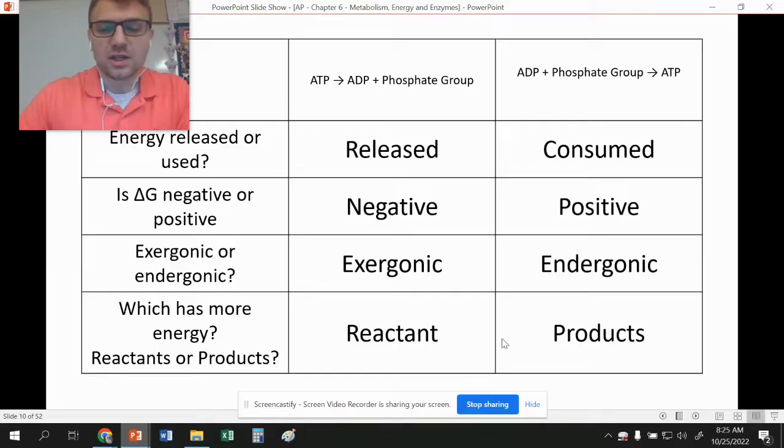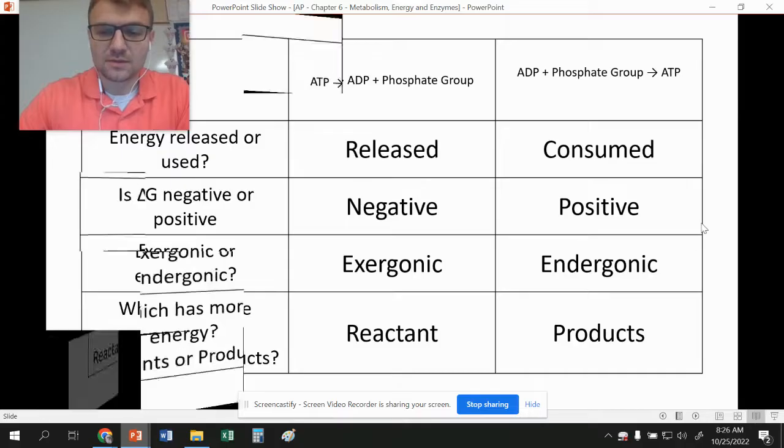And then, which has more energy? Obviously, the reactants have more energy because you're going to lose some of that energy in the form of heat. And which has more energy? Obviously, the products, because energy is being consumed. I would definitely know this chart for the CHS students.